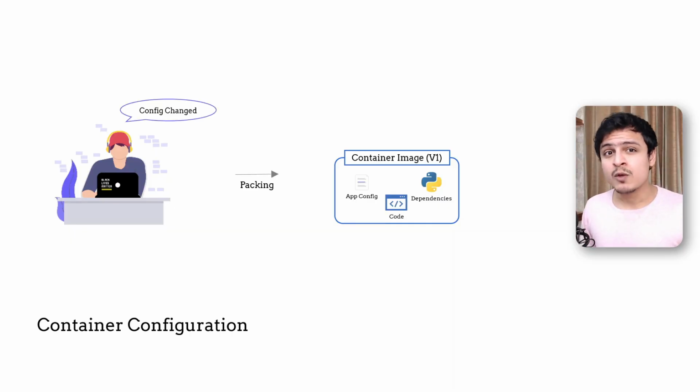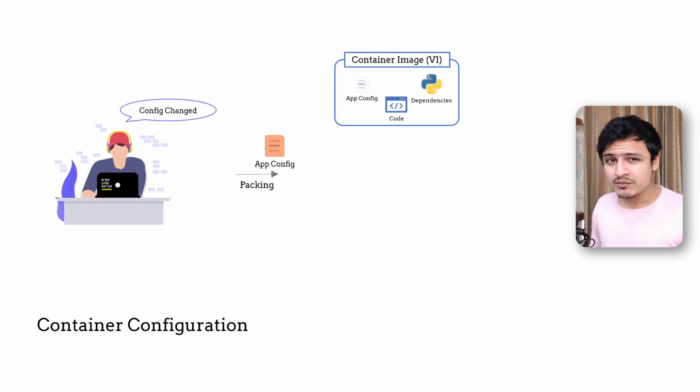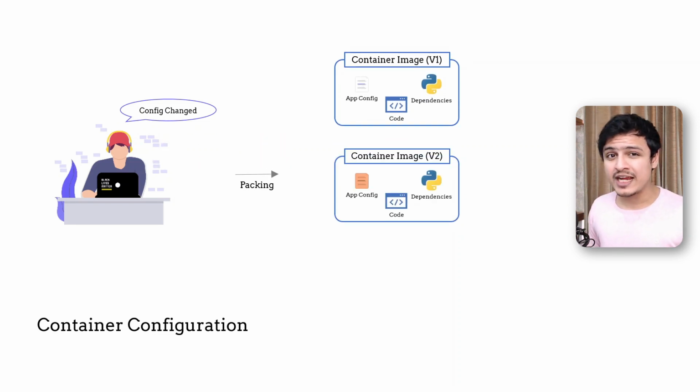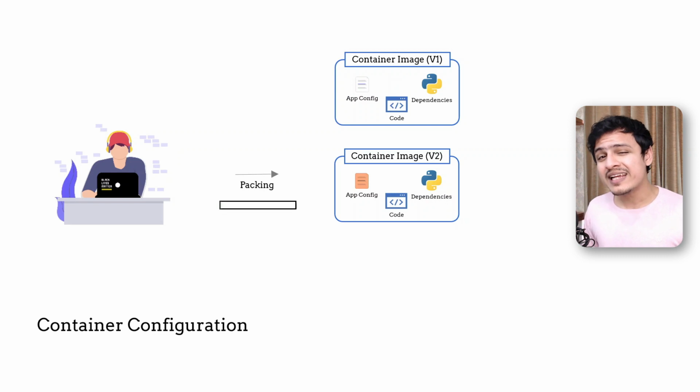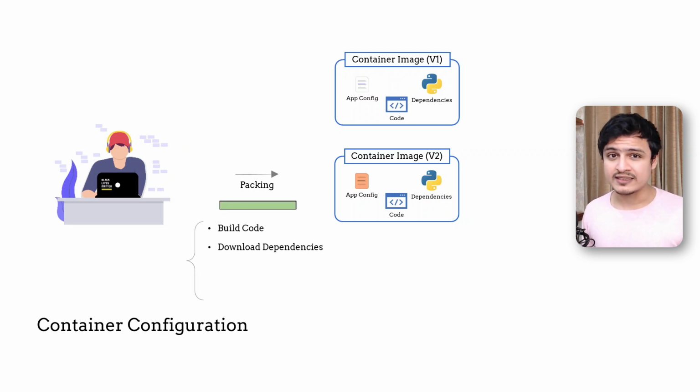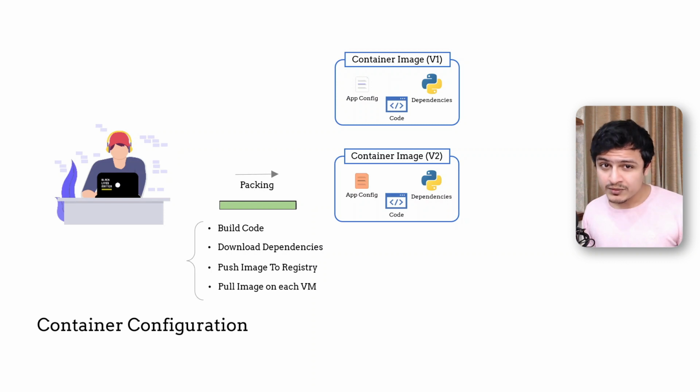Here's why. Container images are immutable. When you put the configuration in a container image, you will have to build a new image every time you want to change its config. This causes a few problems. The biggest problem is that building images takes a lot of time. You'll have to build your code, download dependencies, and push the image to a registry. And it doesn't end here. You will even have to download this new image on every VM you want to run it on. All these steps take compute time, which costs money.